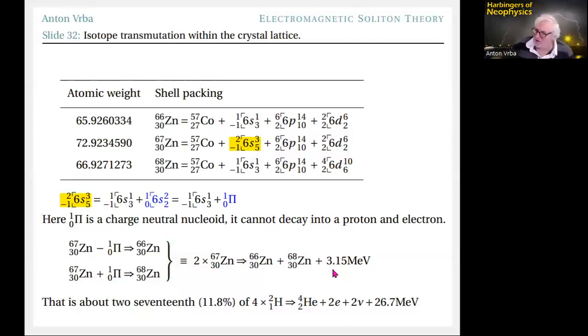3.15 mega electron volts get released. That is about 11.8% of the hydrogen reaction. In the tungsten, it would be 1.44 mega electron volts. So there is a huge possibility that has not been explored of generating clean electricity by the transmutation of the isotopes within an element by electrical excitation, as we've just seen in the video that has happened there.